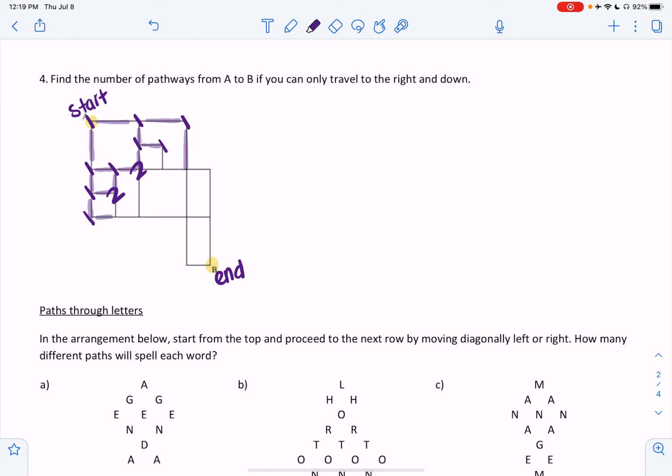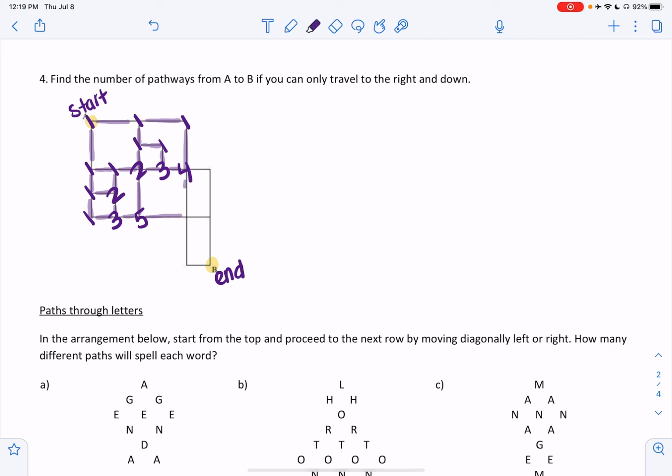From this point, I could go right and then down. Here, I could go down and right. And here I could go down. So 1 plus 2 is 3. 3 plus 2 is 5. 2 plus 1 is 3. And 3 plus 1 is 4. Just like that. Now we continue on again.